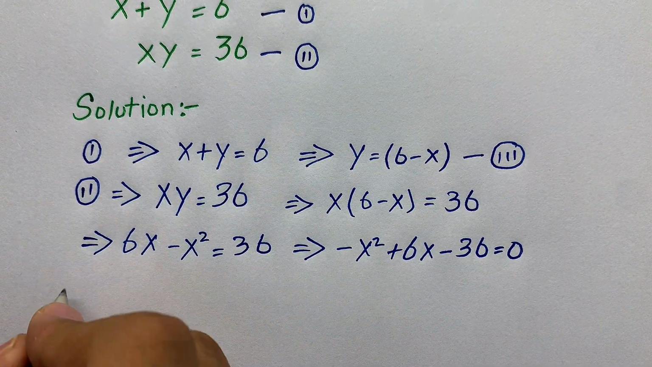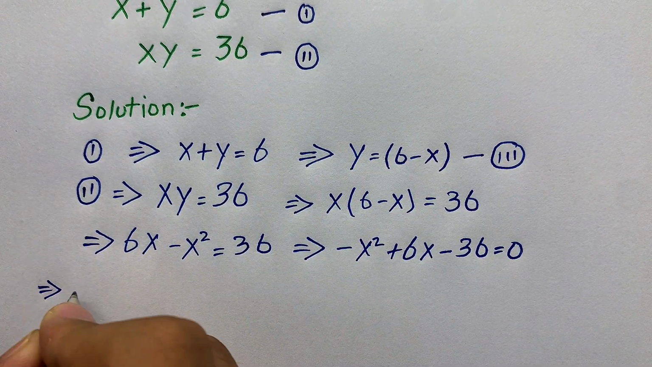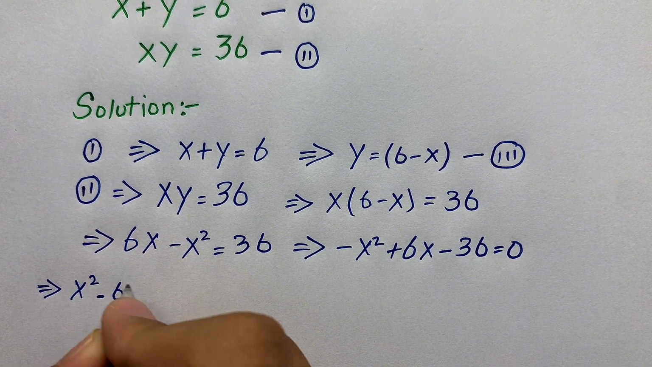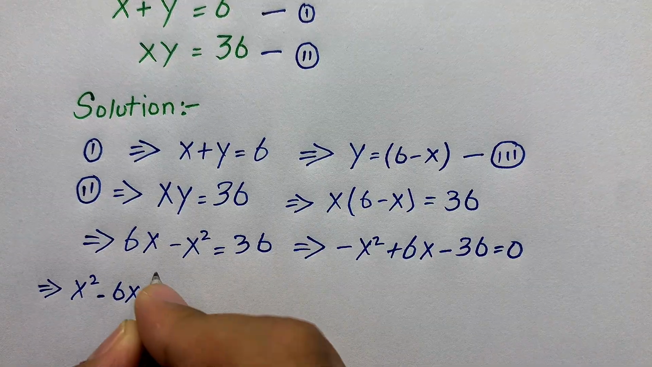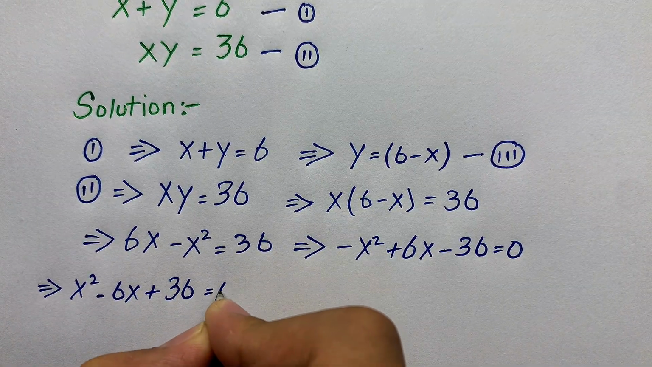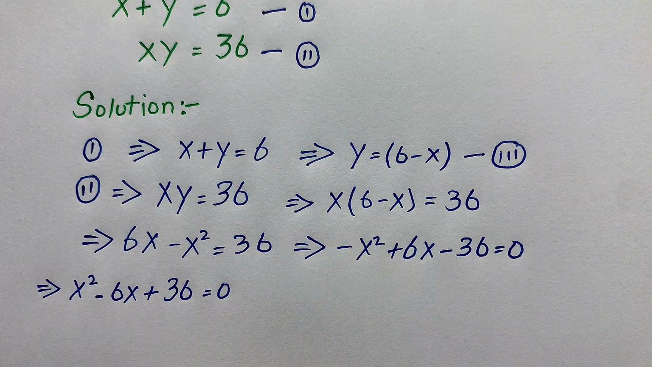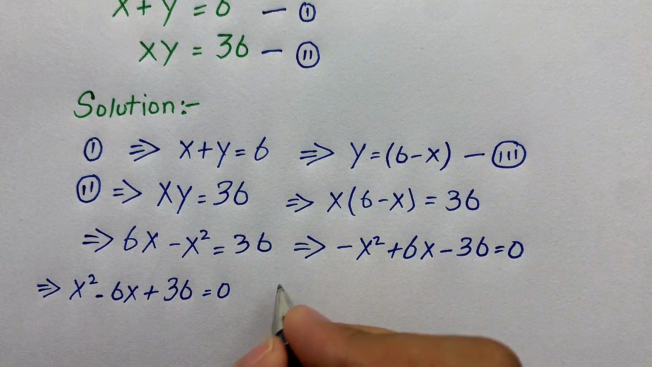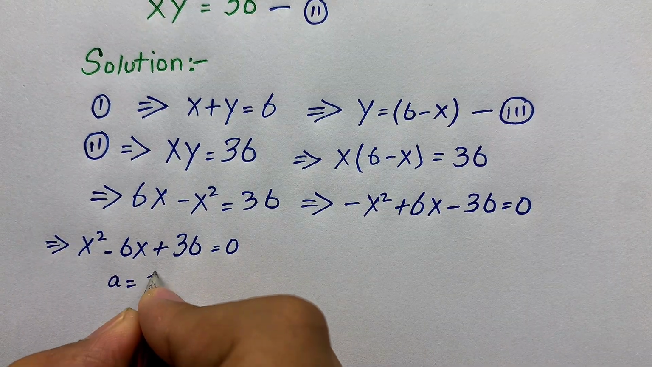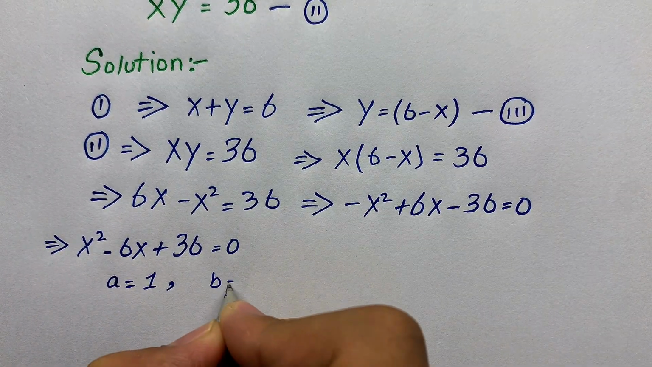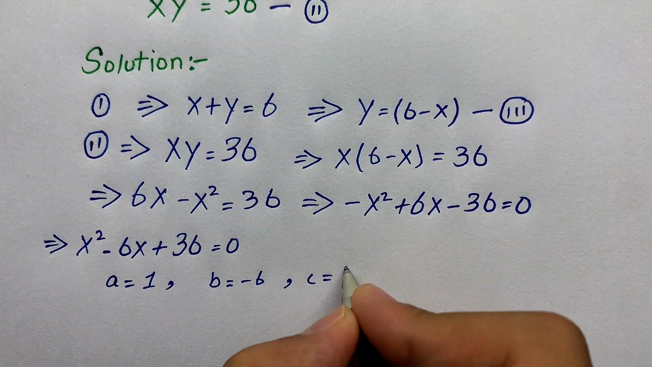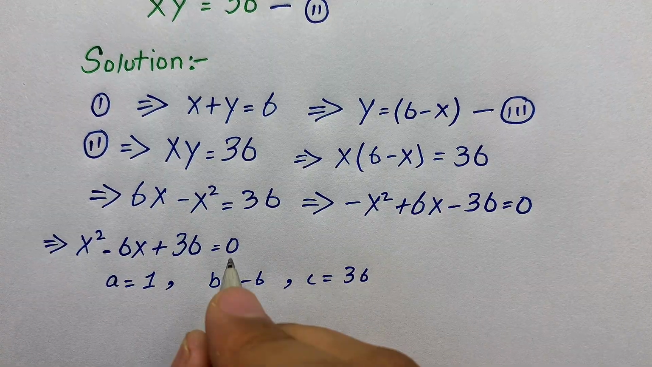So the next step, x square minus 6x plus 36 is equal to 0. In this, a is equal to 1, b is equal to minus 6, and c is equal to 36.